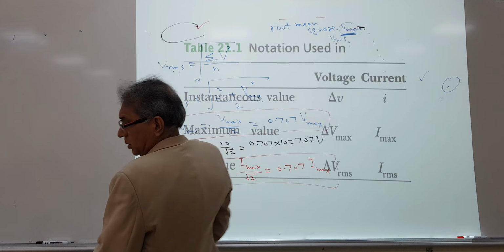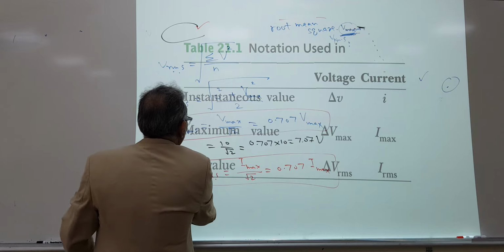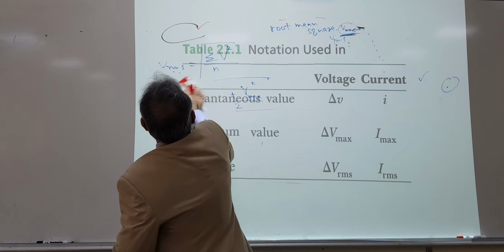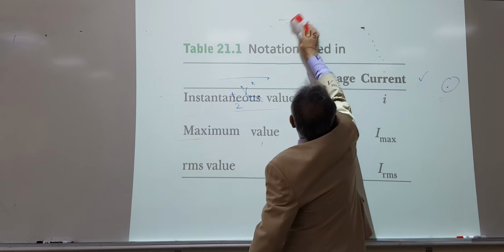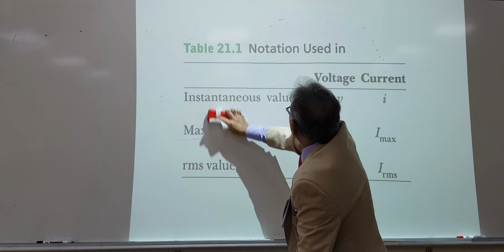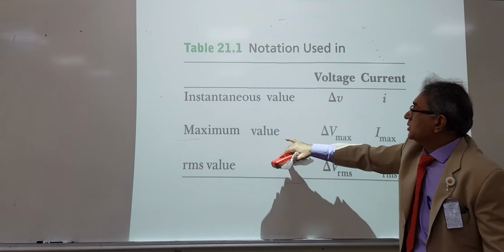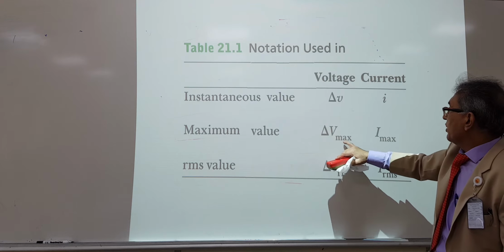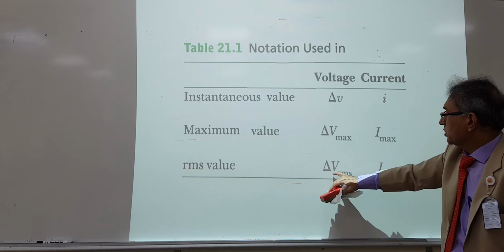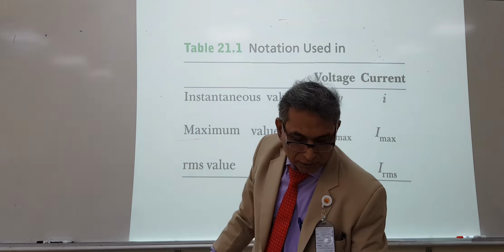This is the notation we use throughout AC circuits, especially in this chapter: if you have instantaneous value for the voltage, delta V, instantaneous current I, maximum value as you have seen, V max, I max, or delta V max and delta I max, whatever you need, RMS value for the voltage, and this is for the current.